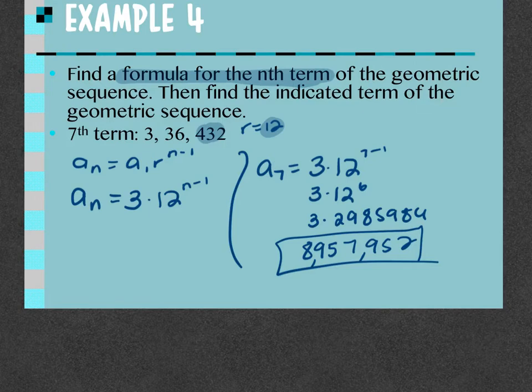The difference is the bigger that number is, the longer you're going to spend doing that, first of all. Second of all, this actually asks for the nth term first. So you're going to find the formula anyways. You might as well use it to not have to do that.